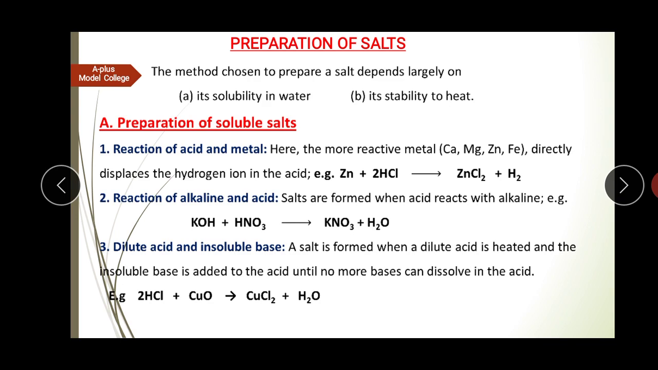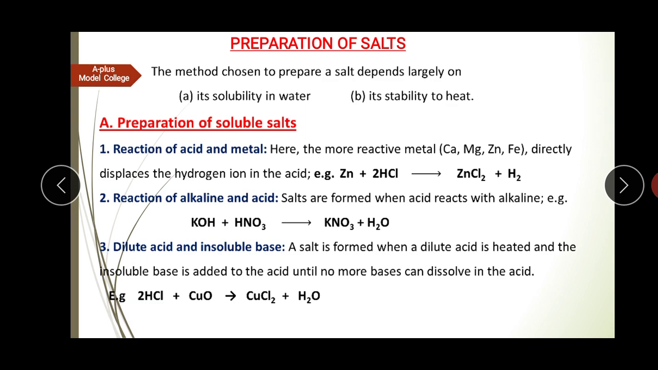So whenever we react a more reactive metal with an acid, there's a higher tendency that a salt is formed, but hydrogen gas will be given off. And I must tell you emphatically here that this is exactly one of the main reactions for laboratory preparation of hydrogen gas. Whenever we want to prepare hydrogen in the laboratory, we just react a more reactive metal with an acid. The metal displaces the hydrogen ion there, and hydrogen gas will be formed.